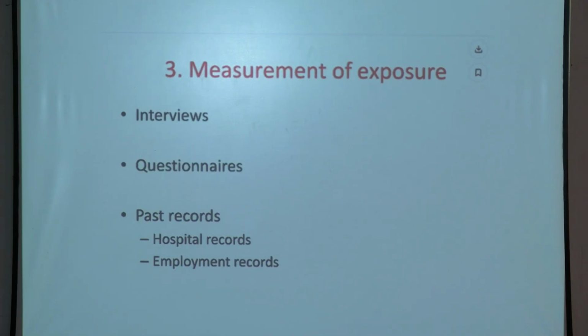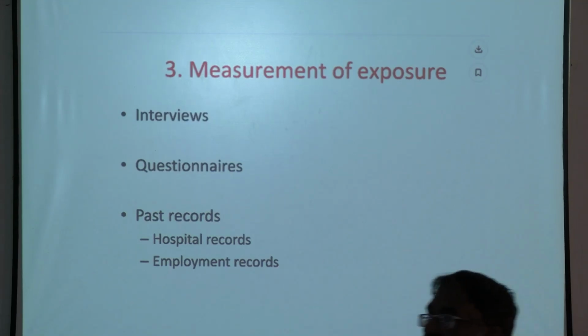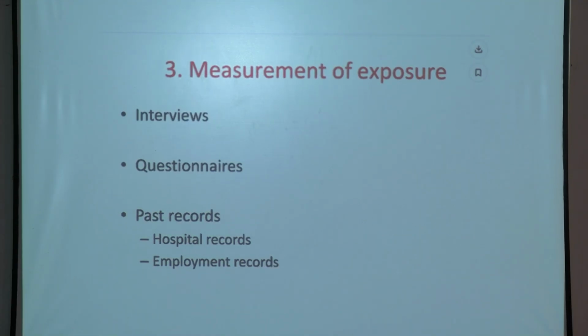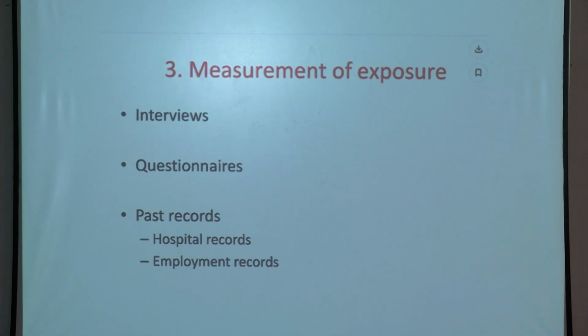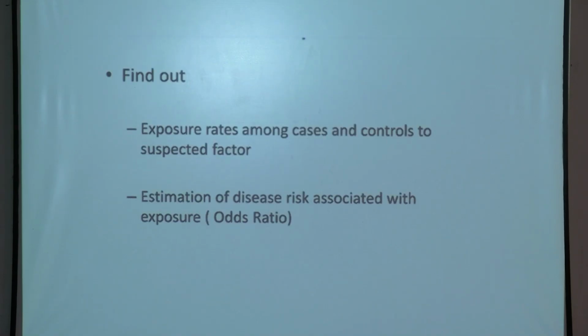Somebody, your friend in the first row, said you can ask by a questionnaire. You can have an interview, or you can have a questionnaire. Interviews take time. With a questionnaire, the problem is that they may return it without properly looking at the questions or answering them. The data may be wrong. Other sources are past records, hospital and employment records. These are the measurements of exposure. Find out exposure rates among case and control to the exposed factor, and estimate the disease risk associated with the exposure.